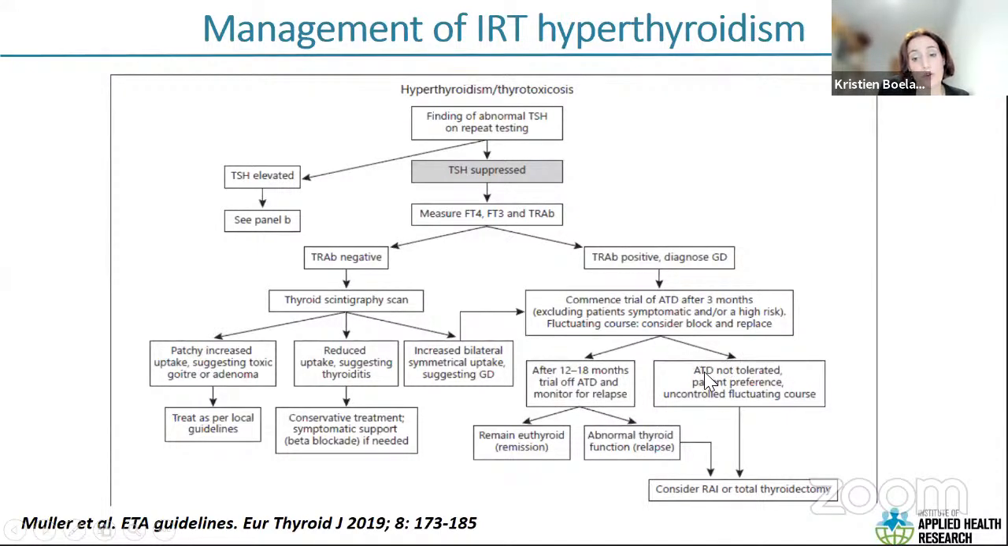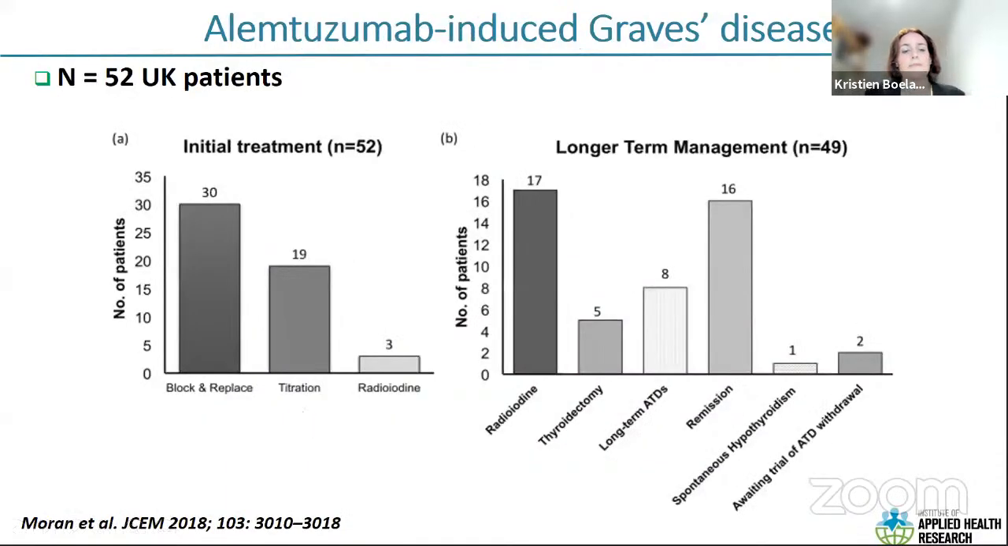If anti-thyroid drugs are not tolerated or patients choose to have different treatments, then you can consider radioactive iodine or total thyroidectomy. If TRAb is negative, then I would suggest that we do a thyroid scintigraphy scan. If this shows increased bilateral uptake, then this is Graves' disease, which is TRAb negative, and you follow this pathway. If there is evidence of toxic nodular disease, then that should be treated as per local guidelines.